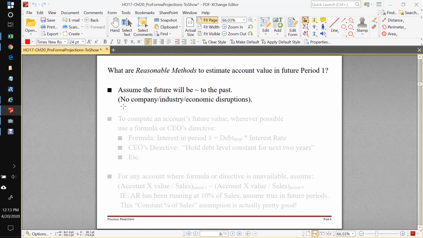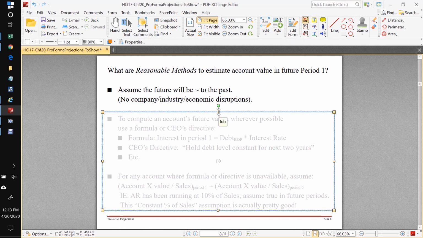And what I mean here is that we're not going to have any disruptions in the industry. Uber is not going to come in and upend the taxi industry, for example. We're not going to have a major recession or depression, and the CEO of the company is not going to go crazy and say, all of a sudden, we're changing the whole company from making cars to making only toothbrushes or something crazy like that.